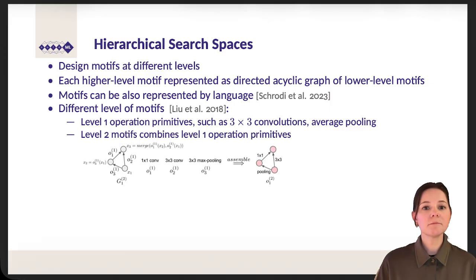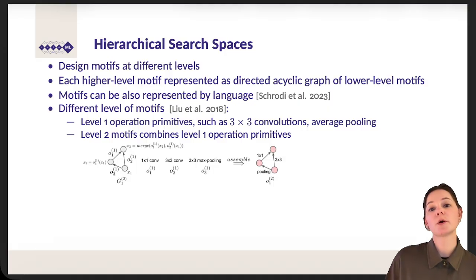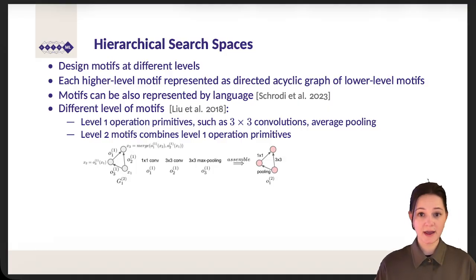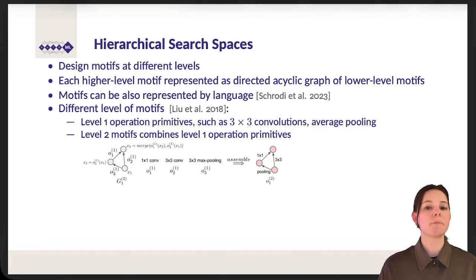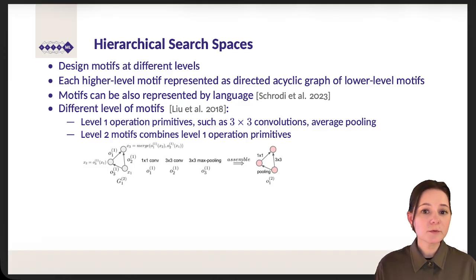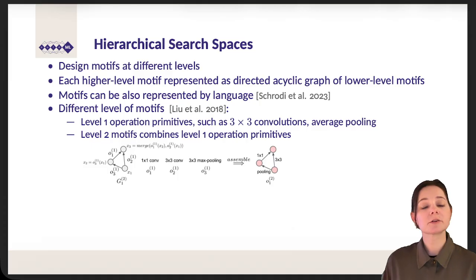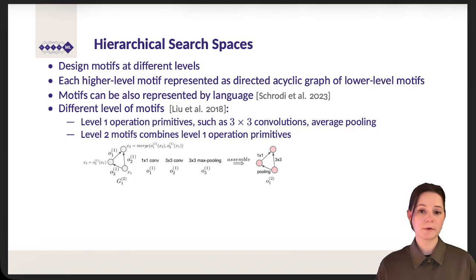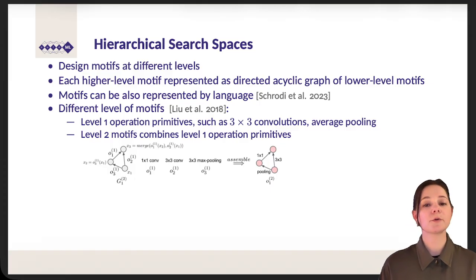And the second level motifs combine the level 1 operation primitives with each other. So we have here the example of a 1x1 convolution, a 3x3 convolution, and a 3x3 max pooling. And we want to assemble these different operations with each other, creating eventually a small directed acyclic graph here, like a small DAG, where the input goes through a pooling and the 3x3 convolution, and the pooling output is going into a 1x1 convolution, and then we merge the output of the 1x1 and 3x3 convolution together.